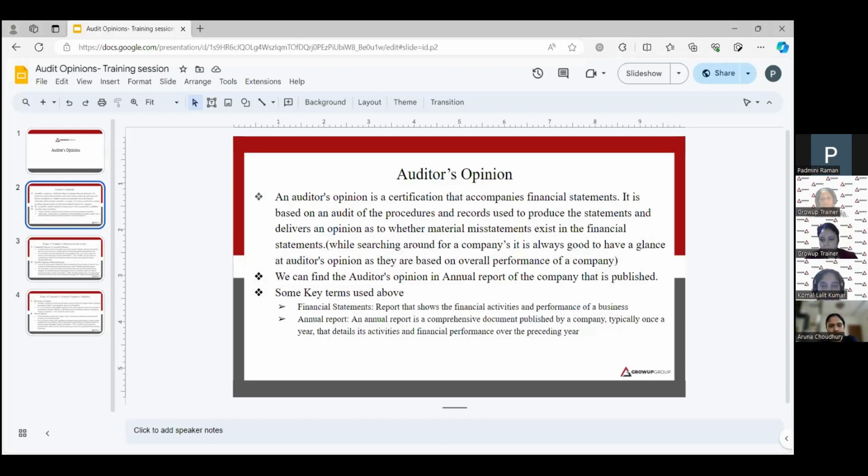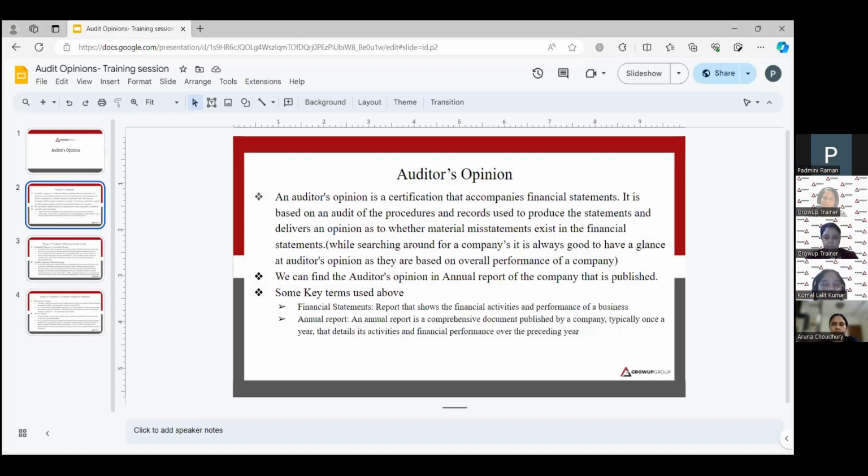Actually, why do we even need to know about auditor's opinion? How is this relevant for any VA working in Growup? When you're searching about a company, you will be looking for whether the company is active, when it is incorporated, where it is headquartered, who are the directors, etc. But it is always good to have a look into the auditor's opinion, which is published in the annual report of the company. Why do we need to look into auditor's opinion?